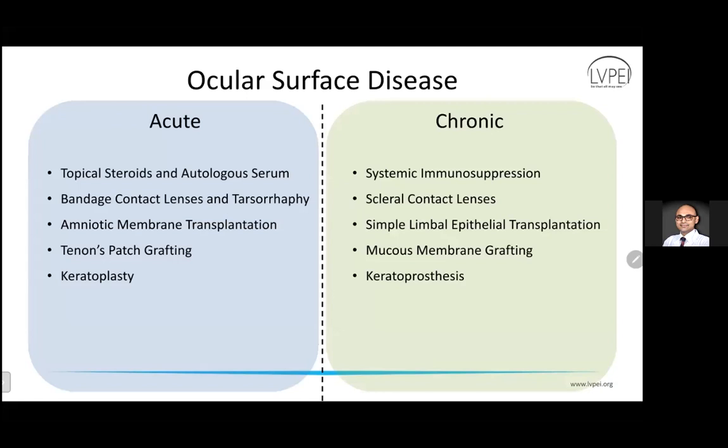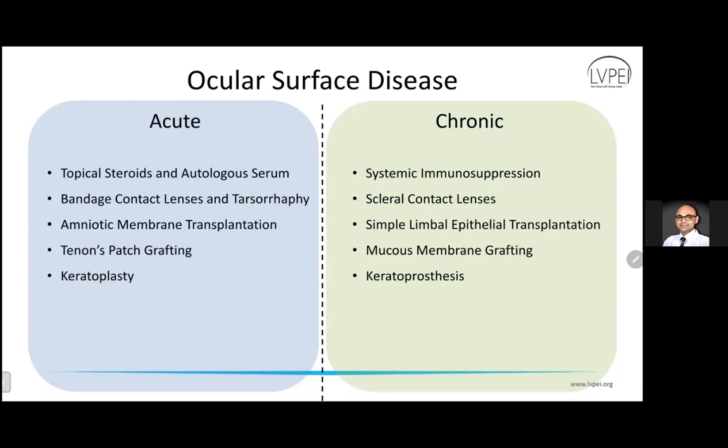Okay. Now, in chronic ocular surface disease, we have a few things in our armamentarium which are very important if we are going to tackle it: systemic immunosuppression, scleral contact lenses, simple limbal epithelial transplantation, mucous membrane grafting, and keratoprosthesis. In managing acute ocular surface disease, we are dependent on topical steroids, autologous serum, bandage contact lenses, tarsorrhaphy, amniotic membrane transplantation, tenon patch grafting for managing melts and perforations, and tectonic keratoplasty or patch grafting for larger perforations.